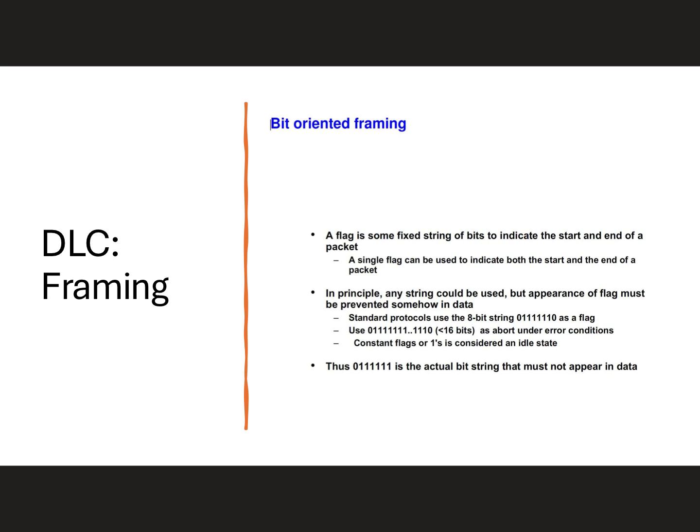The second approach is to mark the start and the end using bit-oriented framing. And there was one important thing here, which is how to avoid the appearance of the same marker for the start or the end, the flag. How do you prevent that from happening in the middle of your frame? Because that will indicate to the receiver in a wrong way that the frame has finished, right?